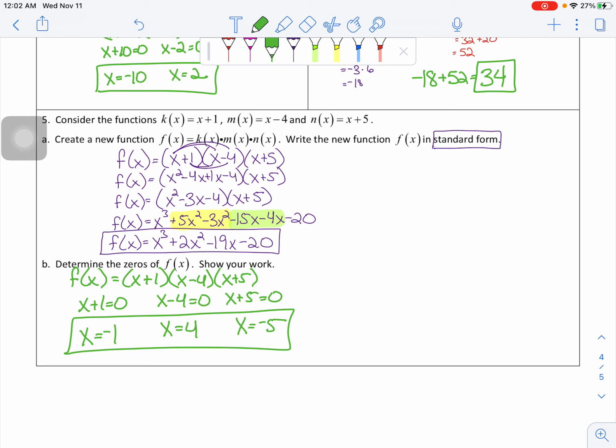All right, so that should be all of the practice problems on that page. Again, any questions or concerns, let me know.